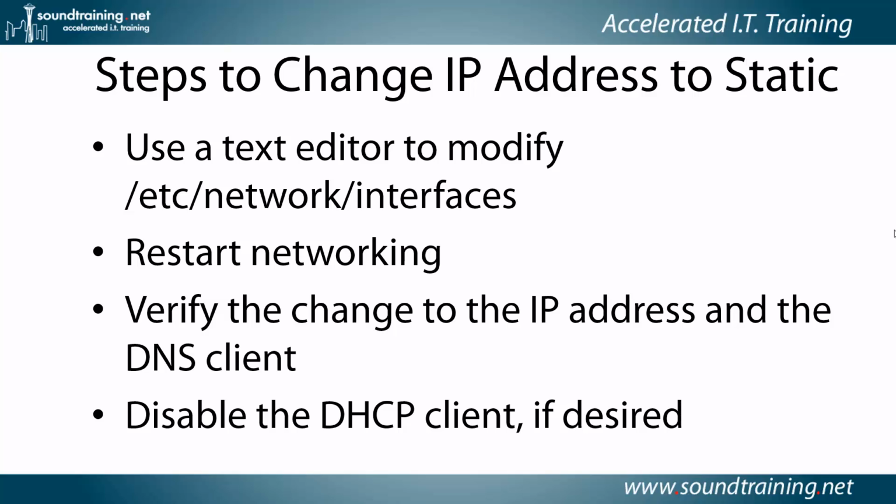Here are the steps that we're going to go through. We'll use a text editor. The one I'll use is VI, but your preference will work for you if you prefer Nano or Pico or whatever. And we'll modify a file called /etc/network/interfaces. Then we'll restart networking. We'll verify the change to the IP address and the DNS client, and then we'll disable the DHCP client if desired. Not required, but it may be something that you want to do.